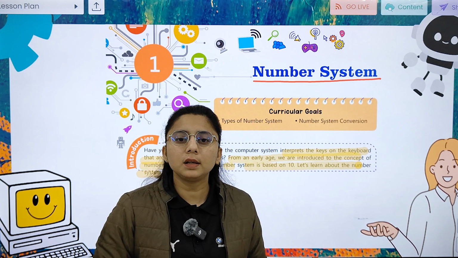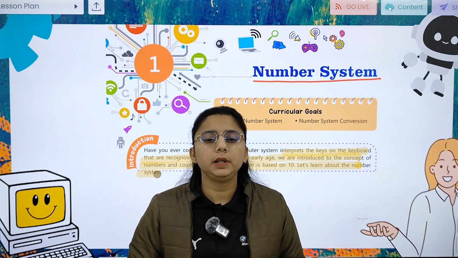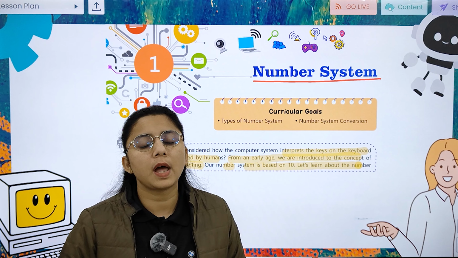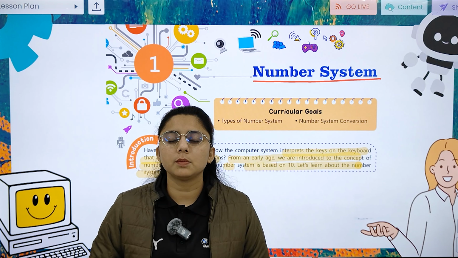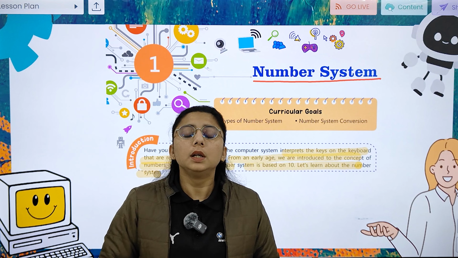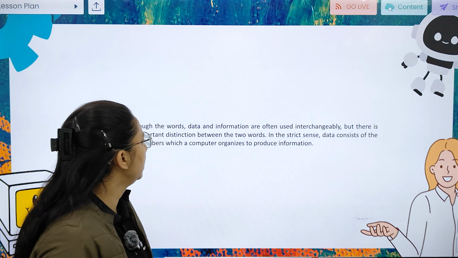From an early age, you know that we depend upon counting, the numbers and different things. In early times, we used sticks, stones and fingers to count different things. This concept of number system has been going on since then. Now, I will tell you about the different number systems and let's learn.